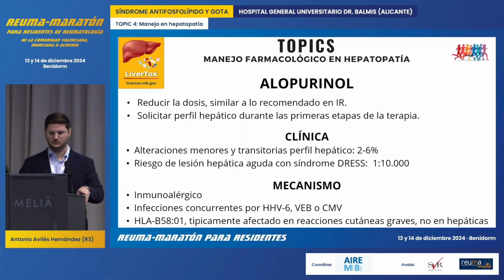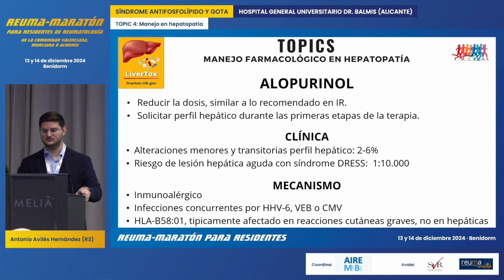We'll start by talking about allopurinol. The recommendation for patients with liver disease who are going to use allopurinol is to reduce the dose, similar to what is recommended in cases of renal insufficiency. We will start with a dose of 50 or 100 mg, but extending the duration of the drug's use. A liver function panel should be requested during the early stages of therapy.